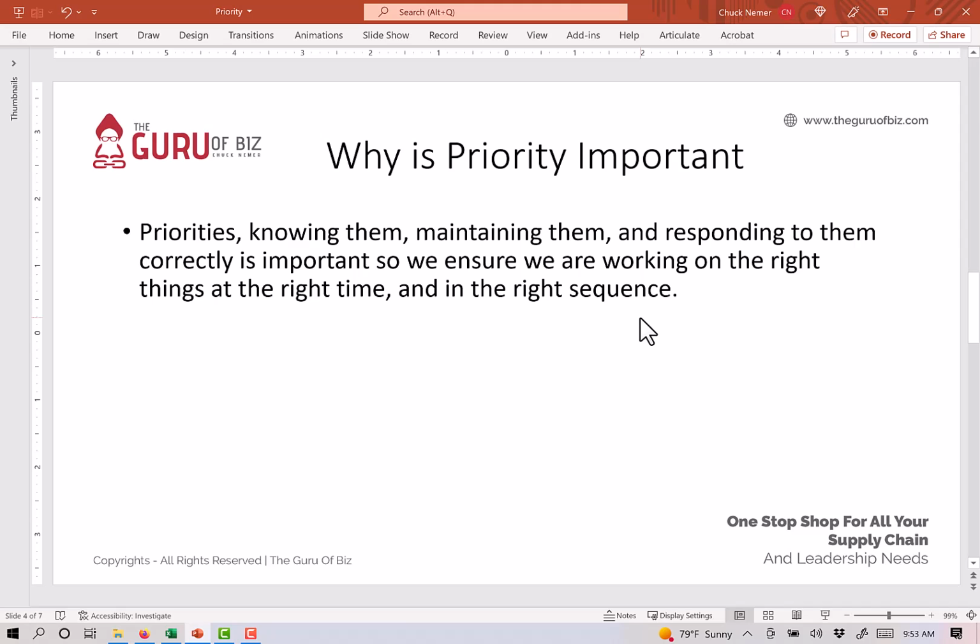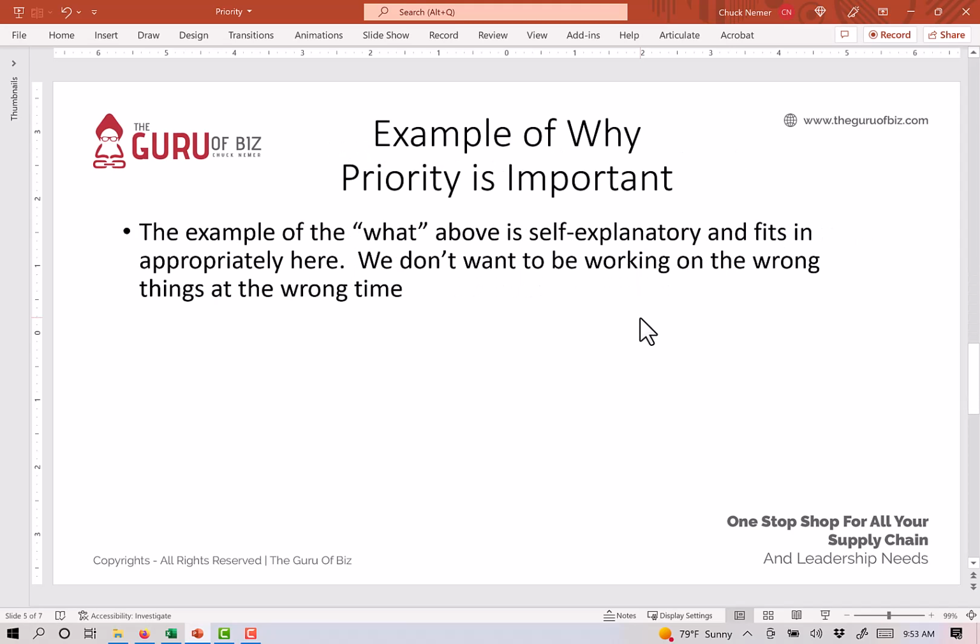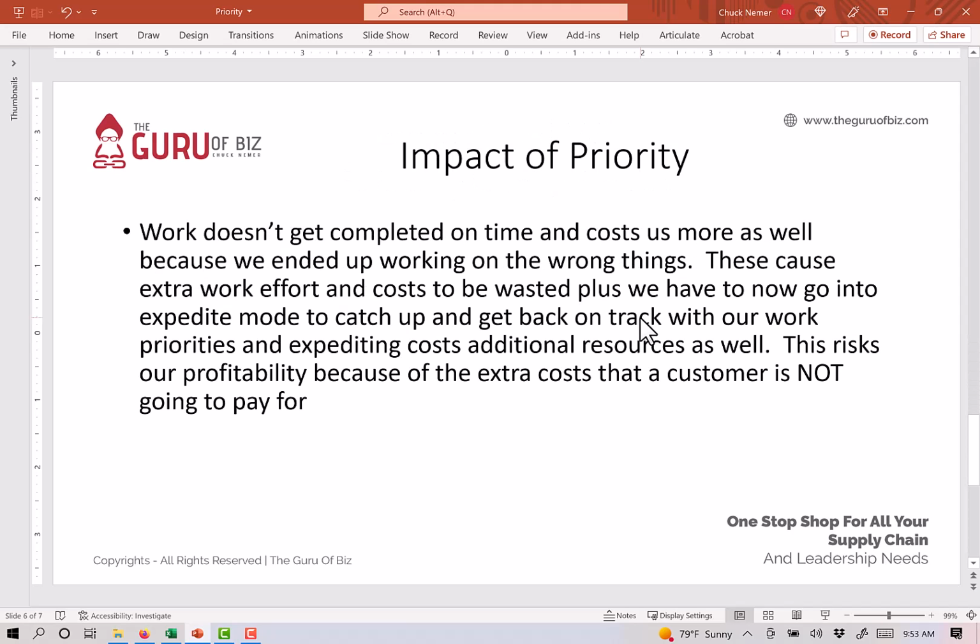Knowing your priorities, maintaining them, and responding to them correctly is important. It ensures we're working on the right things at the right time and in the right sequence. The example that you saw above is pretty self-explanatory, and it fits appropriately here because essentially we don't want to be working on the wrong thing at the wrong time. That'll put us even farther behind.